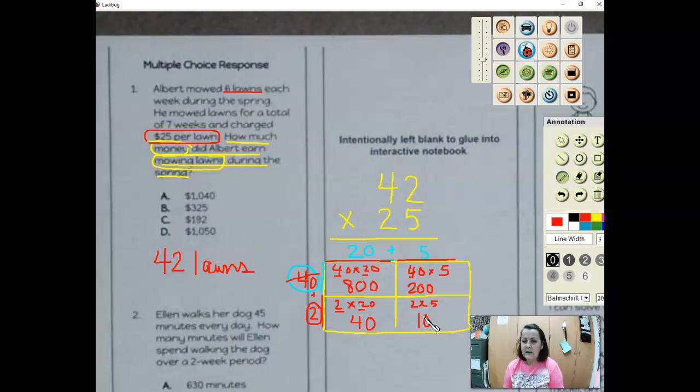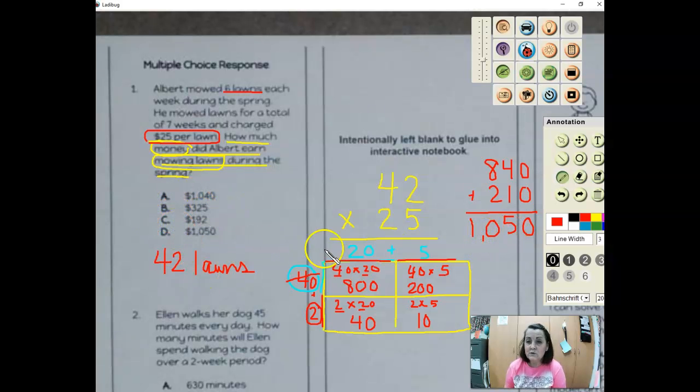Now we're going to add up. I can add 800 plus 40. I'm going to put that over here. 840. And then we're going to add 200 plus 10, and that's 210. We're going to add this all up. That's 0 ones, 5 tens, 8 plus 2 is 10 hundreds. And then we're going to go 1, 2, 3, comma.